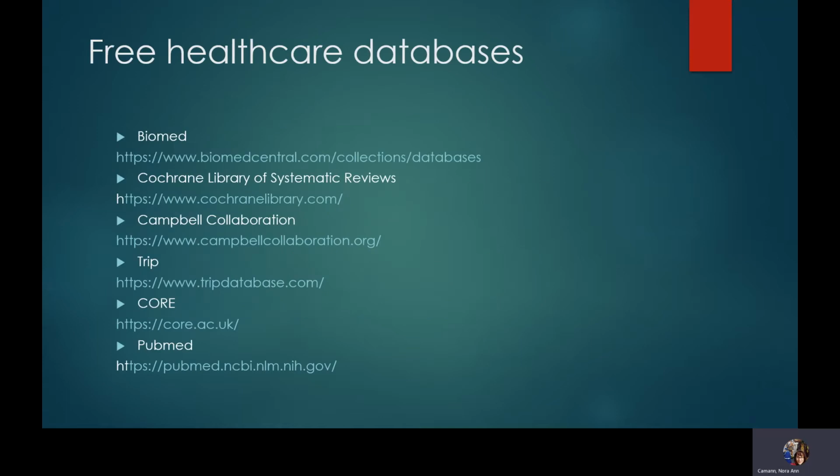So first of all, you do have access to several open source databases. So these are databases that have freely available articles in them. There's Biomed, Cochrane Library of Systematic Reviews, Campbell Collaboration, TRIP, Core, and PubMed. You will be able to find freely available articles within these databases and do a fairly regular search just as you would do in the library databases.